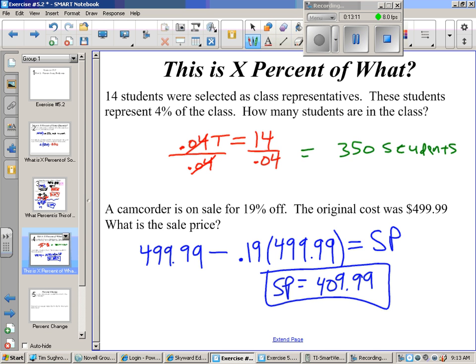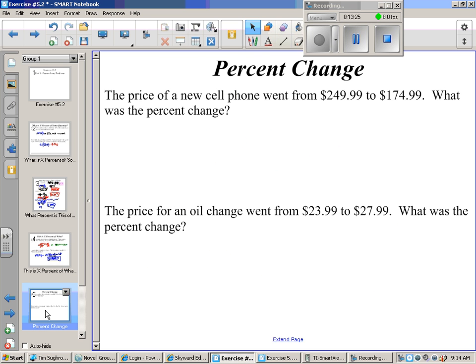Okay, so we should put a dollar sign. Everybody good on that question? So don't forget, if it's a percent increase or percent decrease, you have to start with the original, plus or minus the percent of the original. Last slide before the assignment, I think it is.